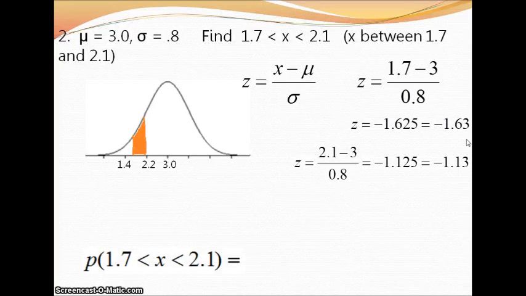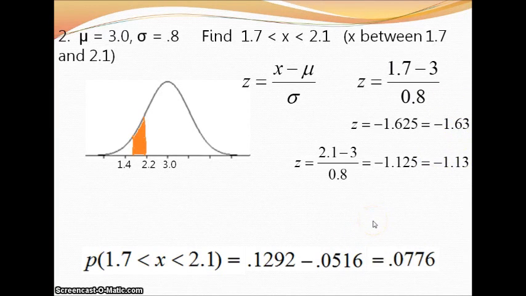And so I get my probability statement. There's the z-score for negative 1.13 minus the z-score for negative 1.63, and we get a probability of 0.0776.